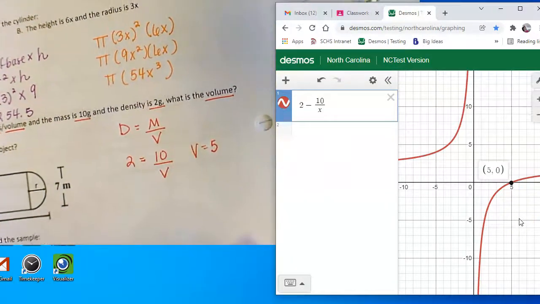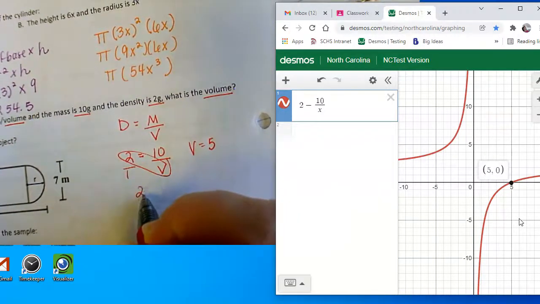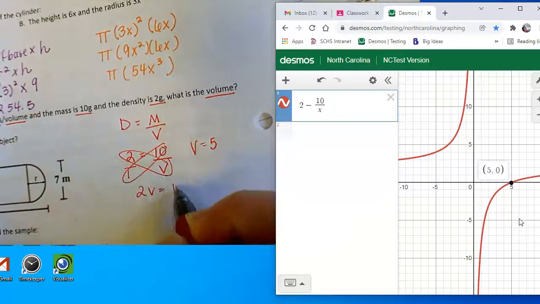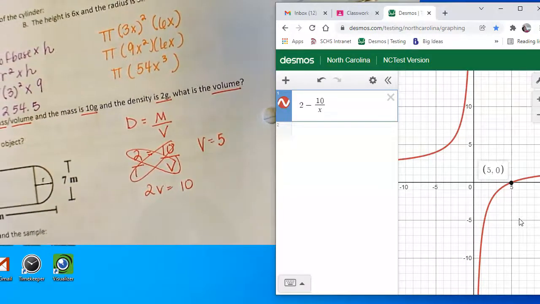The way to do it if you didn't use Desmos is to cross multiply. So put that over 1. You get 2V equals 10, divide by 2, and then that will give us the 5. That's another way to solve that.